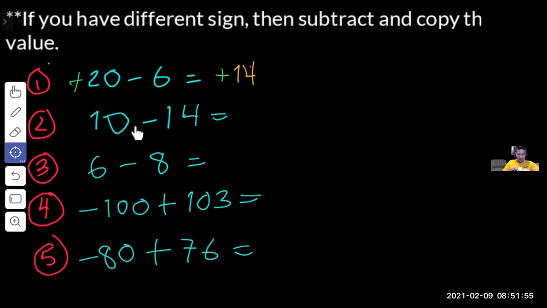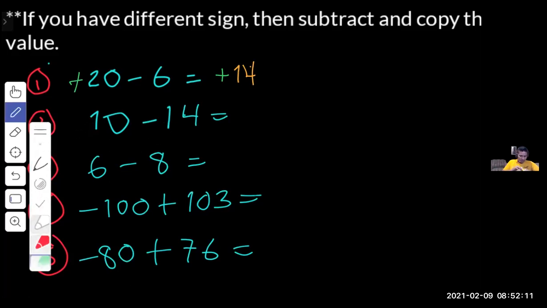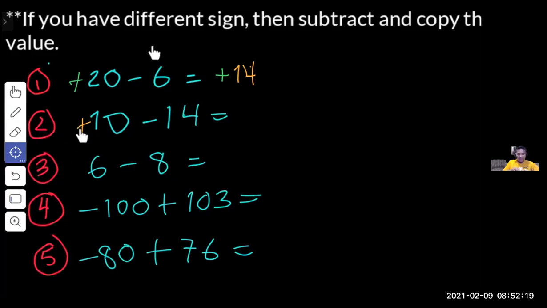Let's get to the next one. Let's say that you have 10 minus 14. Mister, how can I subtract if I only have 10 and my negative 14? It is possible. Again, the rule. Do we have the same sign? No. We have a positive and we have a negative. Different signs, so we subtract 14 minus 10.